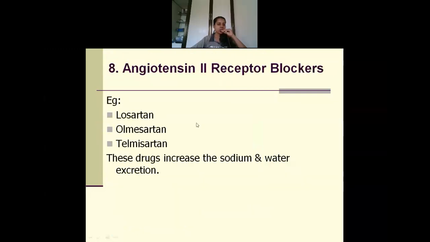Next one is angiotensin 2 receptor blockers. These drugs will increase the excretion of sodium and water, thereby it will reduce the blood pressure. Examples are losartan, telmisartan and olmesartan.